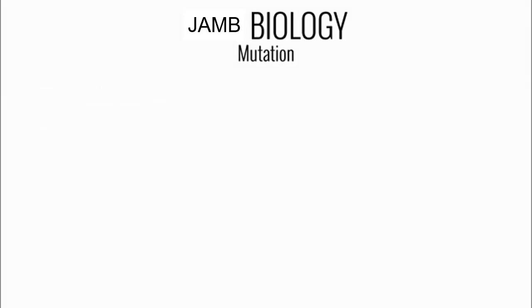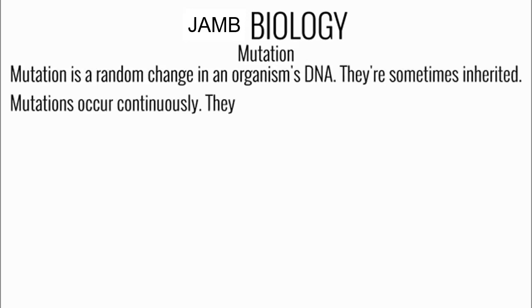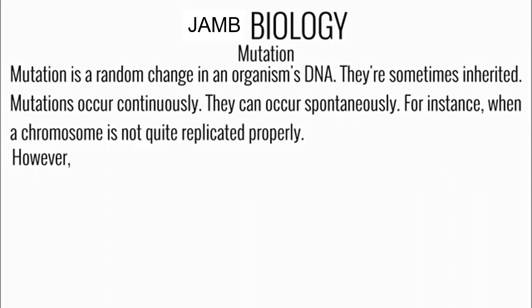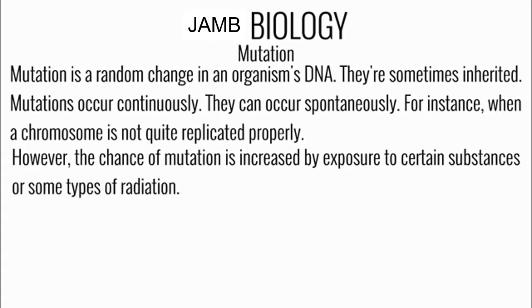So it is very important that we understand that a mutation is a random change in an organism's DNA. They are sometimes inherited. Mutations occur continuously. They can occur spontaneously, for instance, when a chromosome isn't quite replicated properly. However, the chance of mutation is increased by exposure to certain substances or some types of radiation.